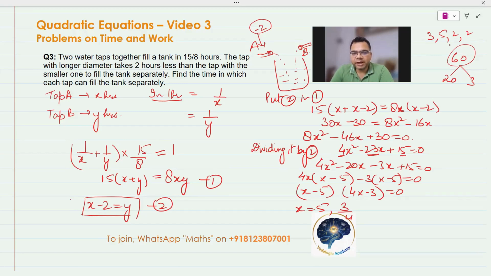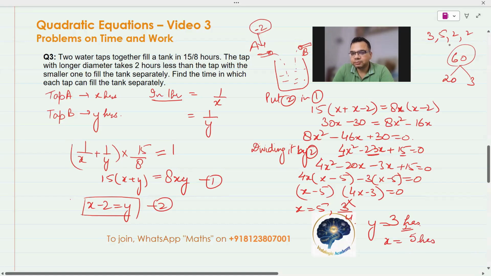So if x is 5, then y becomes 5 minus 2, which is 3. Or 3 by 4, can we have 3 by 4 as x? We can't, because in that case y will be negative, which is not possible, right? So x is 5 and y is 3 is what is possible, and this is our answer. So y is 3 and x equals, sorry, x equals 5 hours. So these are the hours that we have found out for the two taps. I hope this is clear as well. Okay, moving to the next question.